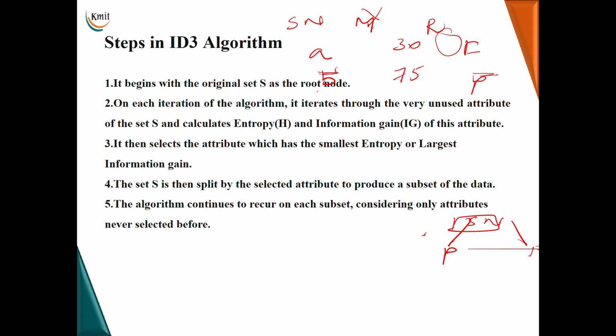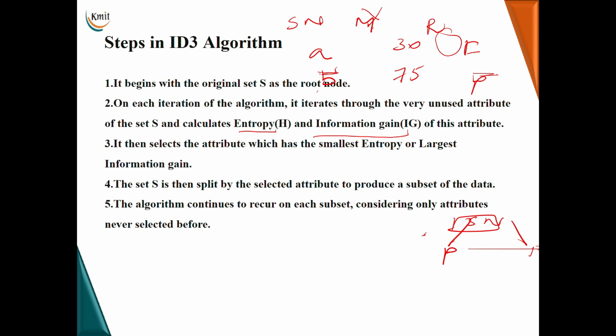Now, when I am talking about the ID3 algorithm, what am I doing in the ID3 algorithm? First, I have a set as the root node. Let me take S as my root node. Next, I'll iterate the algorithm by using two things: entropy and information gain. These two are very important.